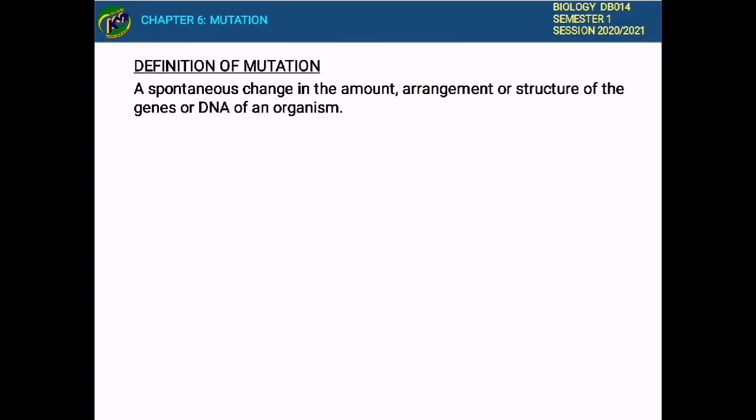So, definition of mutation. What is mutation? Mutation is a spontaneous change in amount, arrangement or structure of genes or DNA of an organism.